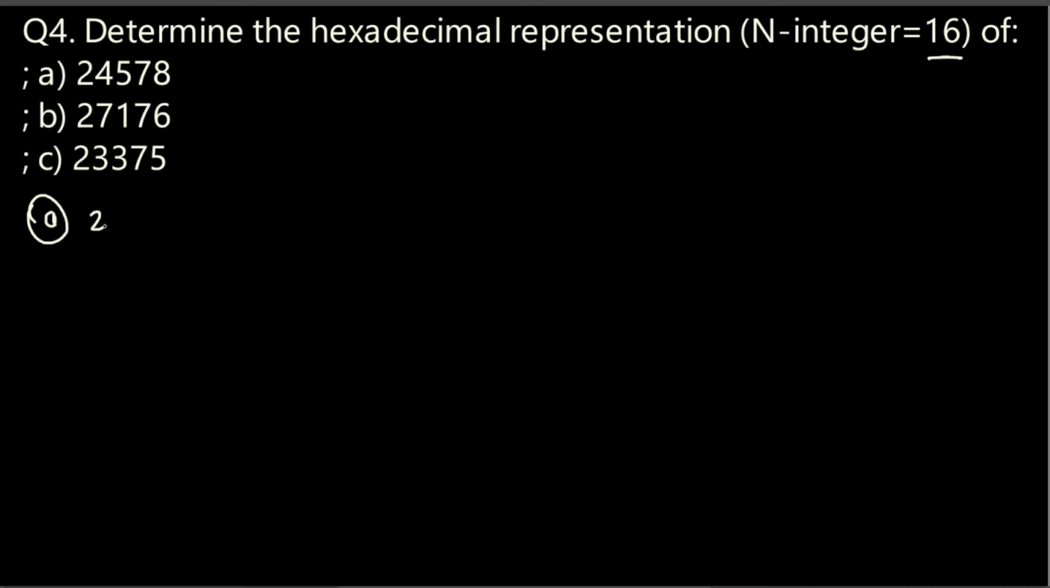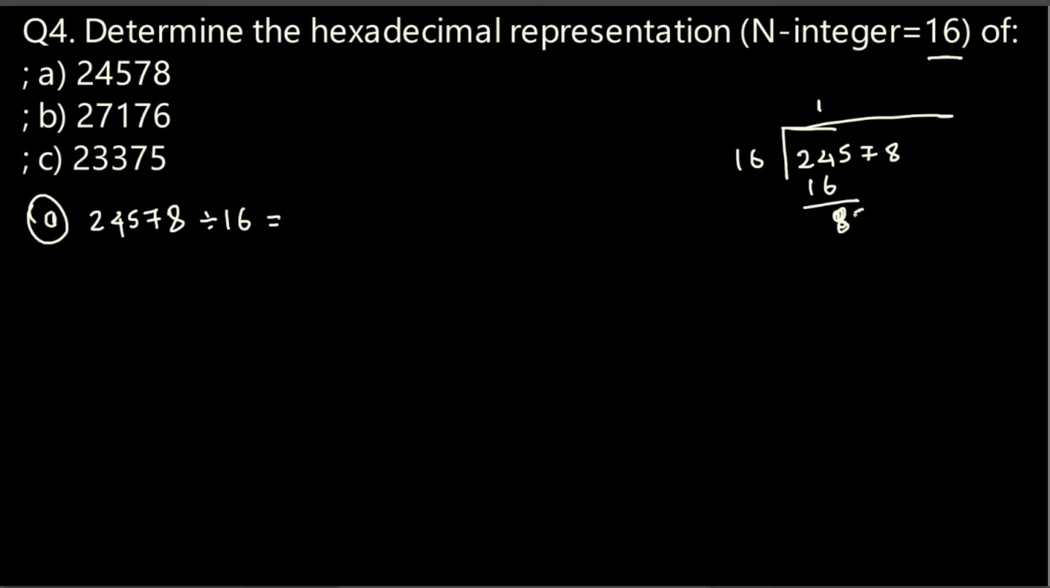So 24,578, and I have to divide this by 16 and find the value and the remainder. To find the remainder, we can use the long division method, because if you divide by calculator, you're going to get a decimal fraction, so it's going to be hard. But with long division, you can see the remainder. So 24,578 divided by 16: in 24 we have 1 sixteen, and 8 remaining.